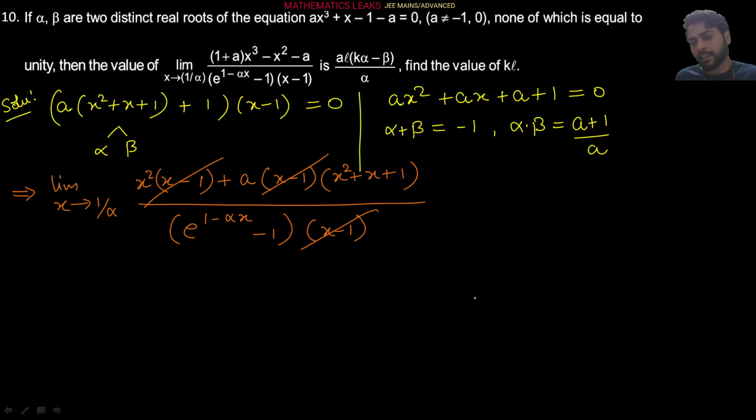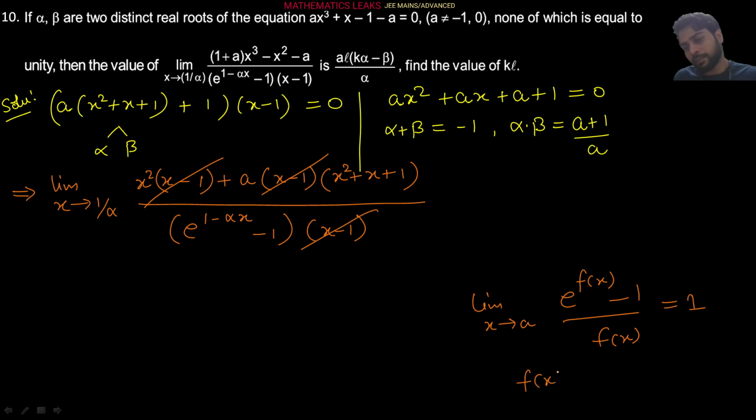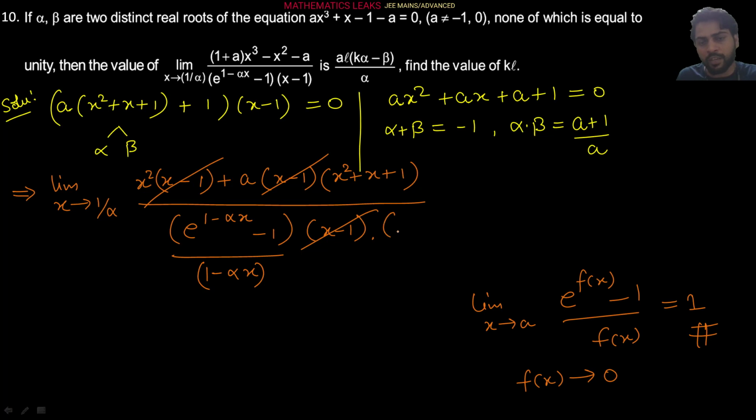We are getting this. And also one frequently used limit, we know limit x tends to a, e to the power f(x) minus 1 upon f(x) will be equal to 1 if f(x) is approaching towards 0. So x approaching towards a, f(x) is approaching towards 0, so that will be equal to 1 here. So we can see e to the power 1 minus alpha x, since x approaches towards 1 by alpha, that will also be 0 here. So this is like f(x) here. So in the denominator we are multiplying by this, and also in the numerator I am multiplying this here. So any difference? No.